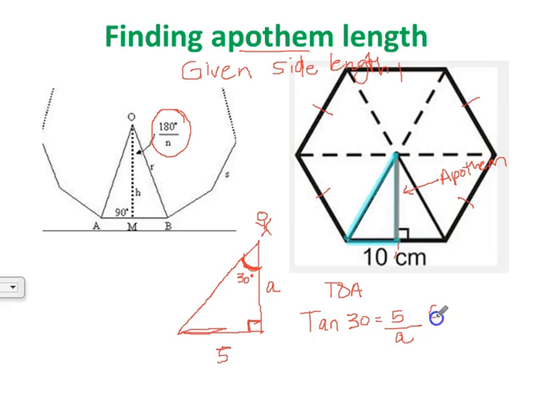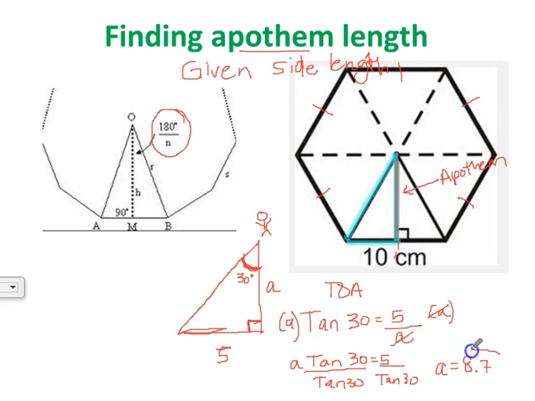Now to solve for A, we're going to multiply each side by A to get A out of our denominator. Then we can divide each side by tangent 30, because now we really have A times tangent 30 equals 5. So I'm going to let my calculator do the work. I'm going to type in 5 divided by tangent 30, and it looks like I get 8.7 when I round. So my apothem here is equal to 8.7.